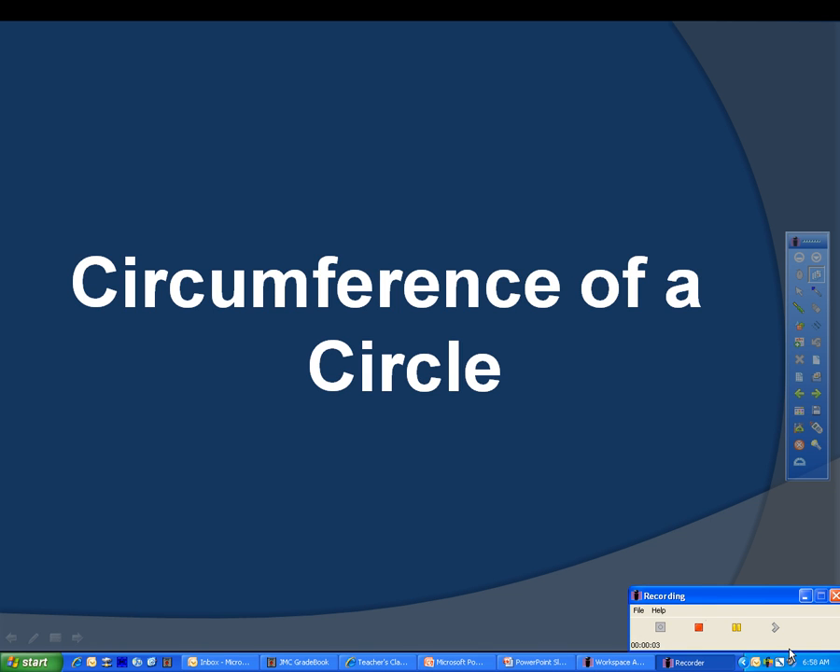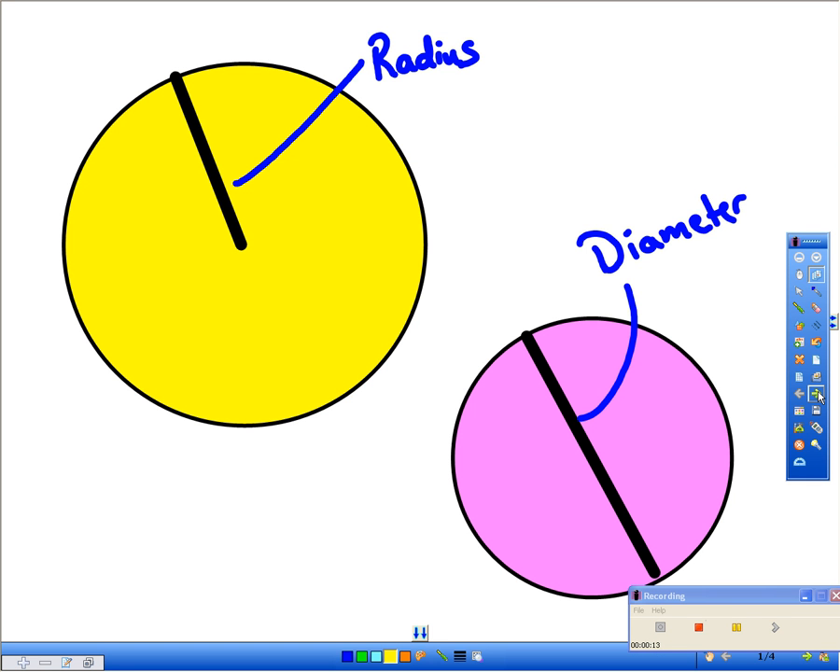Circumference of a circle. We're going to find how to find the circumference of the circle today. And the circumference of the circle is the distance around the circle. It's the perimeter.